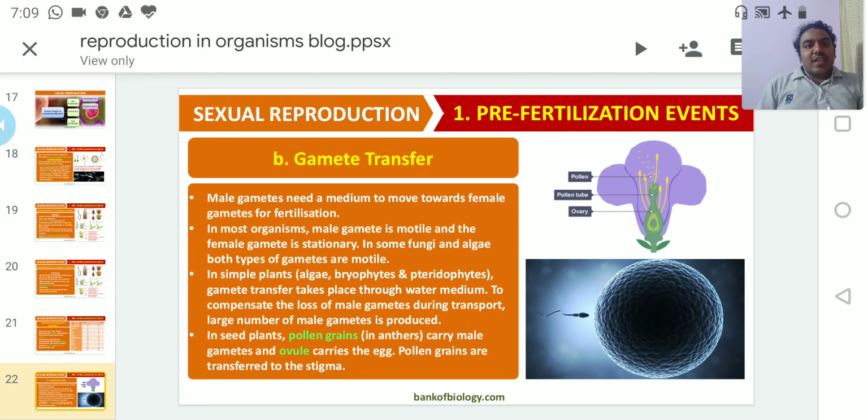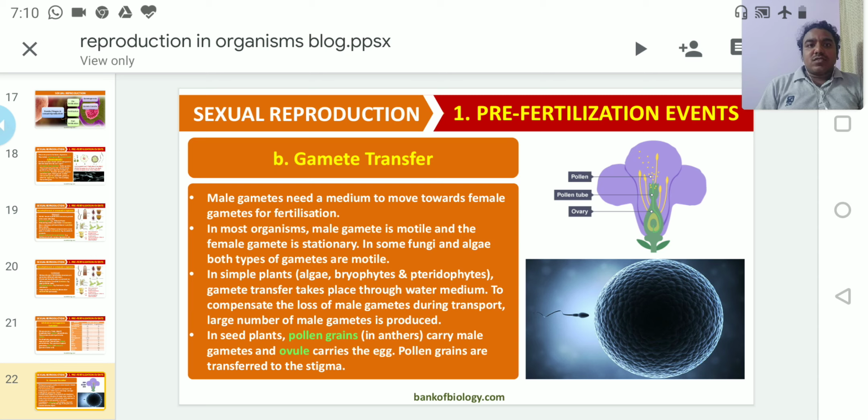So what is a gamete transfer? After the formation of the gametes, they have to move. That is, male gametes need a medium or external agencies to move towards the female gametes for the fertilization. Okay, so if there is no medium or no agents, for example, we can majorly differentiate it into 2 agents, the biotic agents and abiotic agents. Abiotic agents like water or wind will be considered as abiotic agents. Biotic agents like insects, organisms, will be considered as the biotic agents.